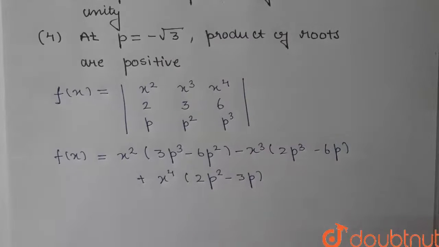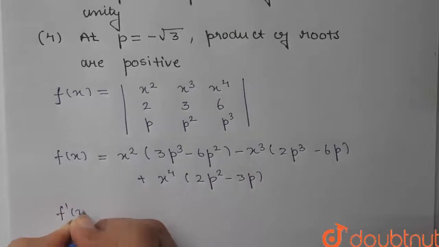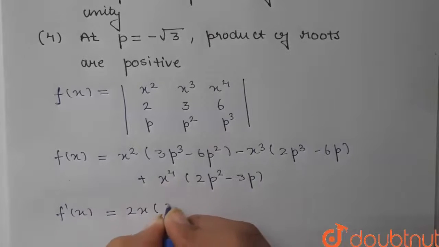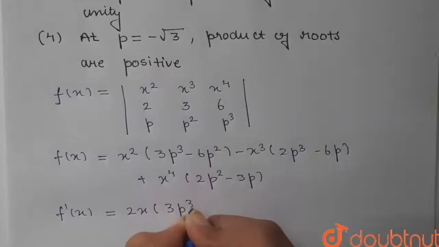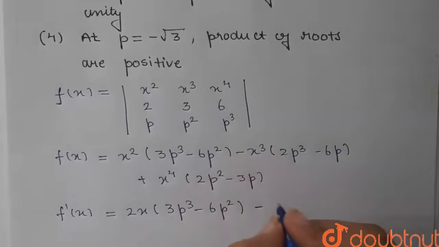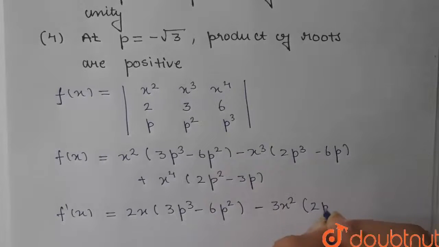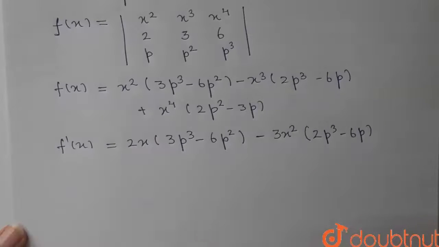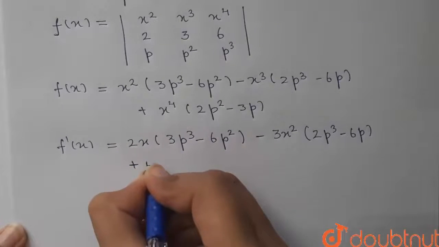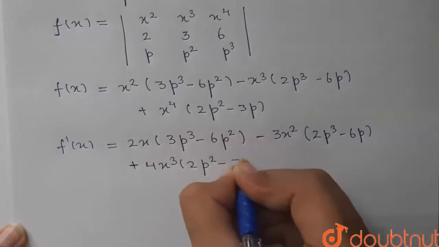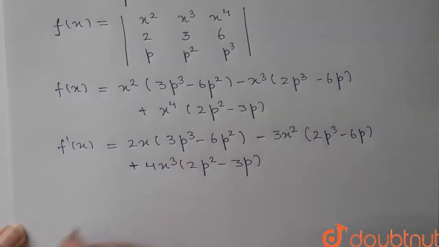Okay. Now if I differentiate this in x, f dash x will be equal to 2x into the constant, that is 3p cube minus 6p square, minus its differentiation will be 3x square into 2p cube minus 6p. Then its differentiation will be 4x cube into 2p square minus 3p. This is f dash of x.